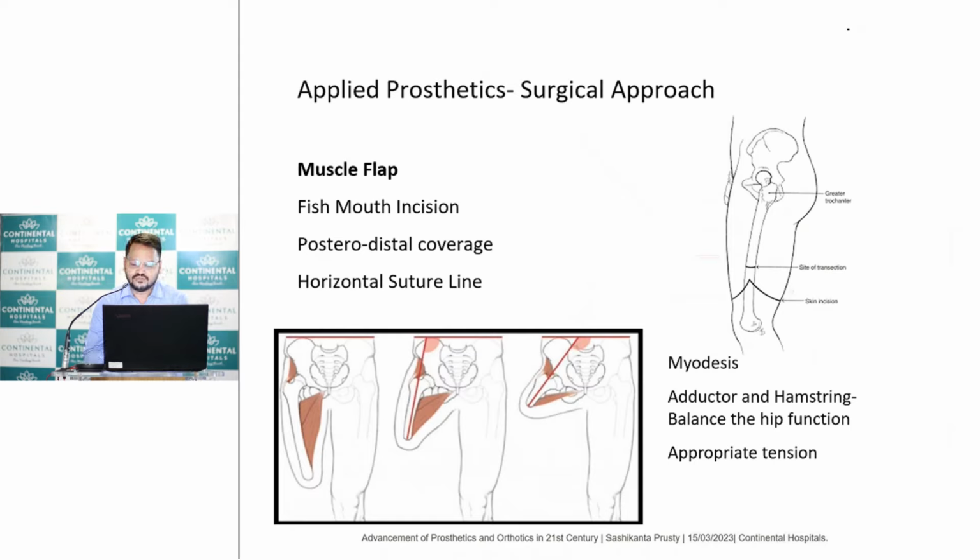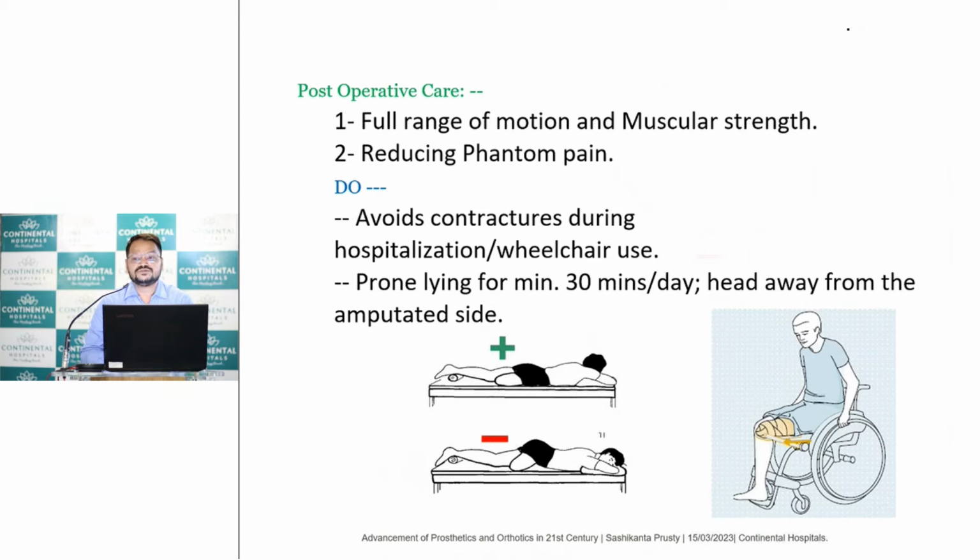Then post-operative care. This comes before the fitment of the prosthesis, after the surgery. Full range of motion and muscular strength, which we normally handle through physio, are things we need to start on. Reducing phantom pain: if patients complain of phantom pain, we have a specific treatment protocol for phantom sensation. We can go for mirror therapy or tapping exercises, then fine touch, screw touch. There are a couple of specific exercises when a particular patient complains of very bad phantom sensation.